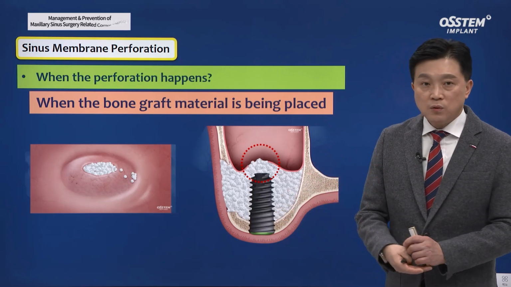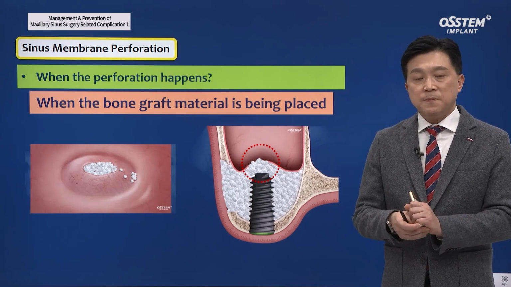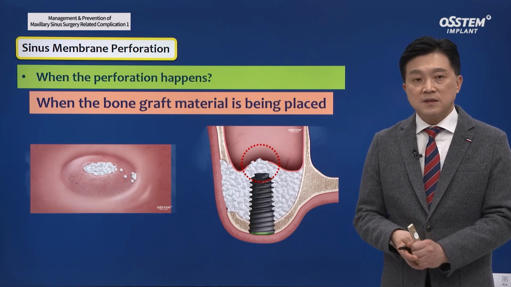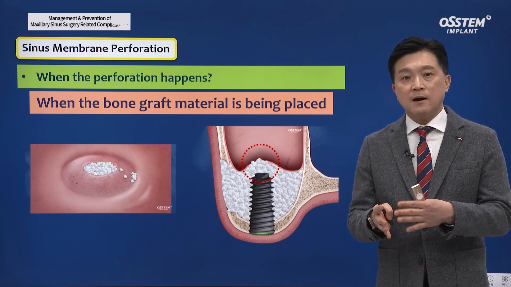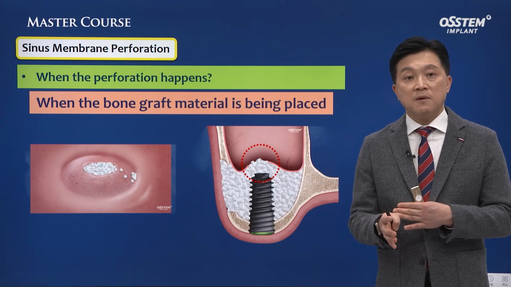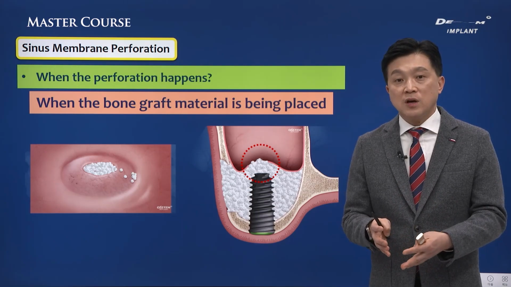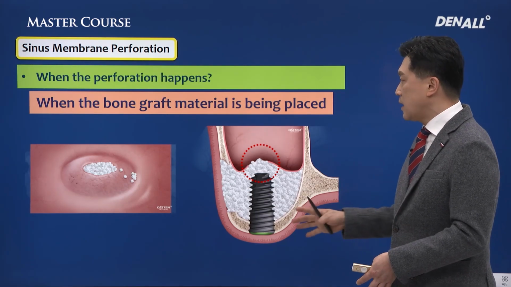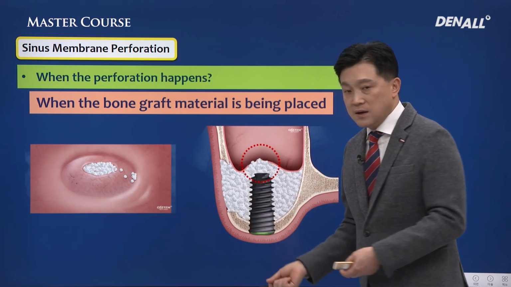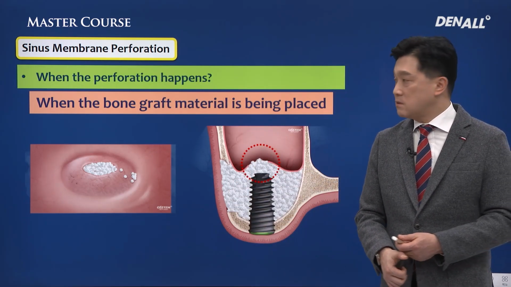When you use a large particle bone graft material, because of the sharpness of the large particle, the membrane can be damaged and afterwards membrane perforation can occur. This does occur quite frequently. Therefore, it is not recommended to use large particle bone graft material in the sinus.